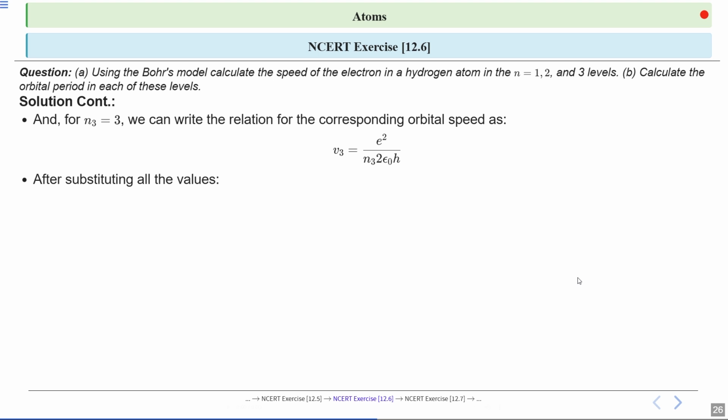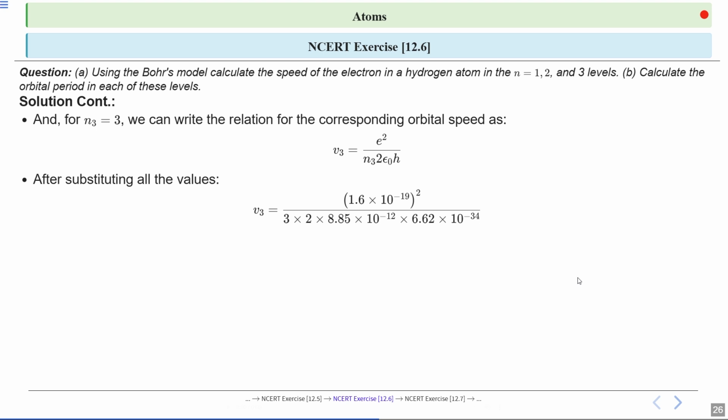Now let's substitute the actual numerical values into the formula. We have e as 1.6 times 10 to the power minus 19 coulombs, epsilon naught as 8.85 times 10 to the power minus 12 farad per meter, and h as 6.62 times 10 to the power minus 34 joule seconds. After plugging in all the numbers and calculating, we find that the speed of the electron in the n equals 3 level is 7.27 times 10 to the power 5 meter per second.